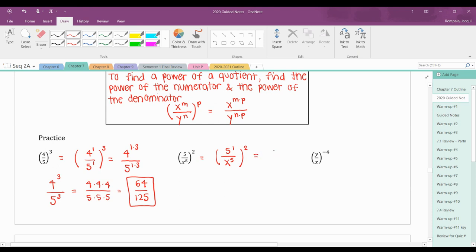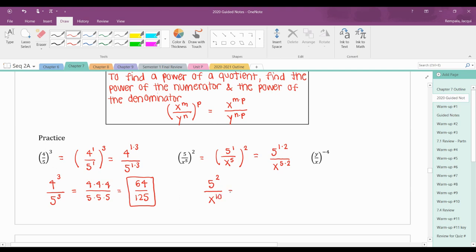So remember, that means I keep the base, and its exponent on the inside gets multiplied by the outside exponent. Same idea with the bottom. I keep the base, its exponent on the inside gets multiplied by the outside exponent. So on the top, 5 is now raised to the 1 times 2, which is 2. On the bottom, x is raised to the 5 times 2, which is 10.